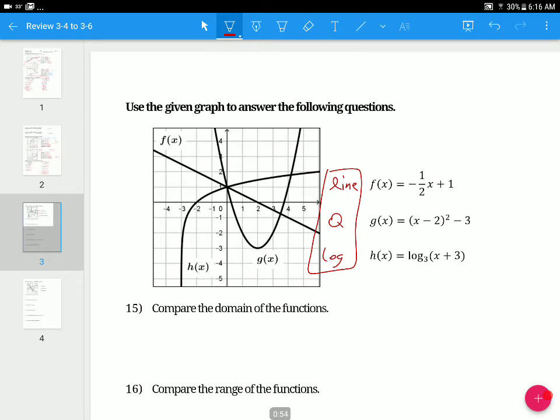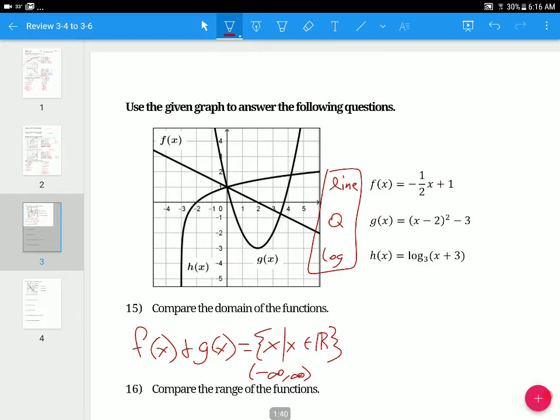As we go through this, first things first, compare the domain and the range. Hopefully, you'll notice that the line and the quadratic, this one and this one, they both go left forever, and they both go right forever, which is all real numbers. So f of x and g of x are all real numbers. It doesn't tell you how to state it, so you can use either one. I'm going to use set builder: x is a set of all real numbers. If you use interval notation, it's negative infinity to positive infinity. That's fine too.